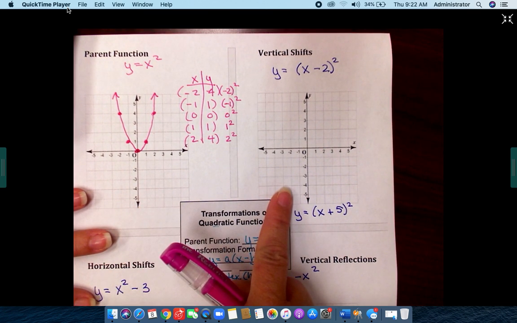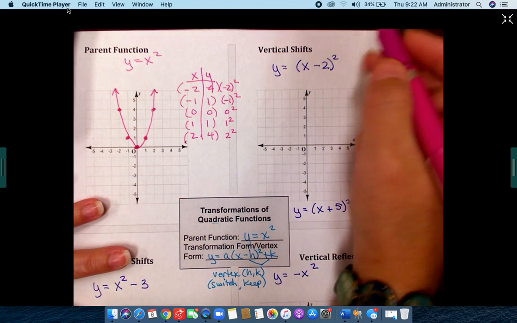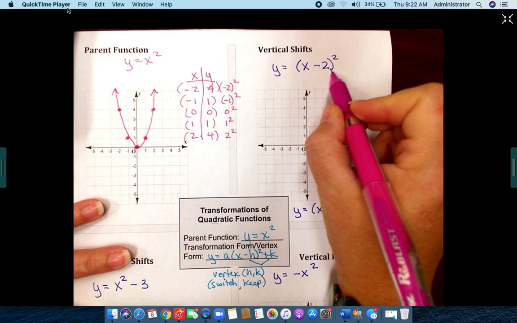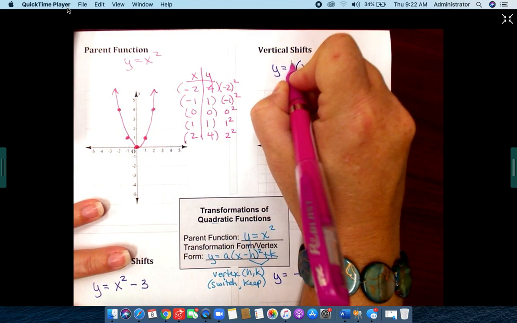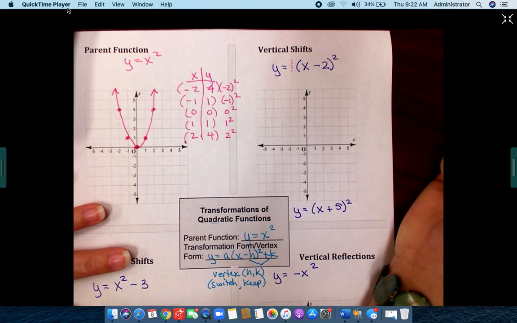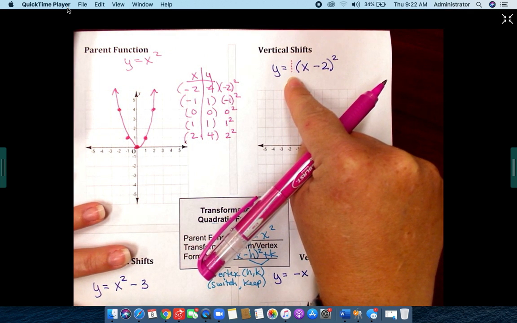So next we're going to talk about vertical shifts. So if we have the quantity x minus 2 squared, we should recognize that our a value is an understood 1. And we'll talk more about what happens when it's not 1 tomorrow.